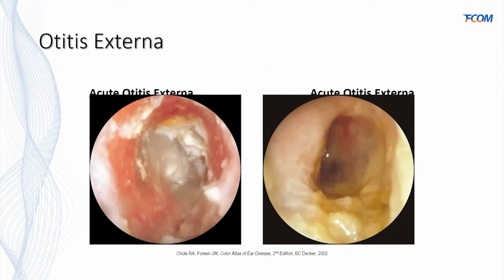Here you have an example of an acute otitis externa. There's some redness, here's some exudate. This is more of an acute process. You compare that to the other side, you have increased debris. This has probably been there a little bit longer. Both of these cause swelling because the canal is bone lined. When there's swelling, that causes pain.